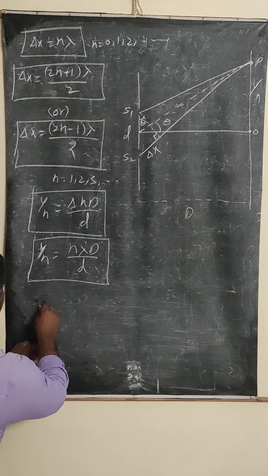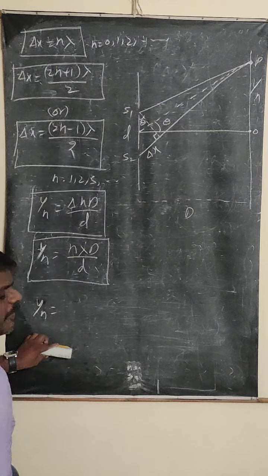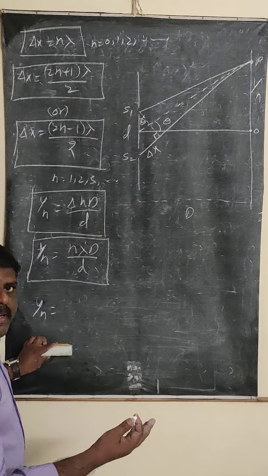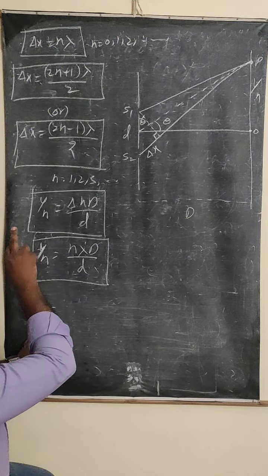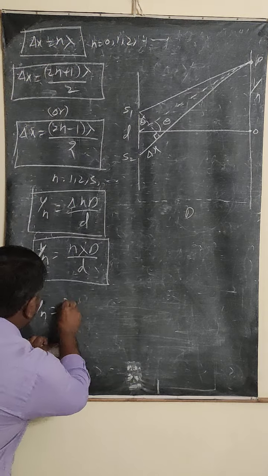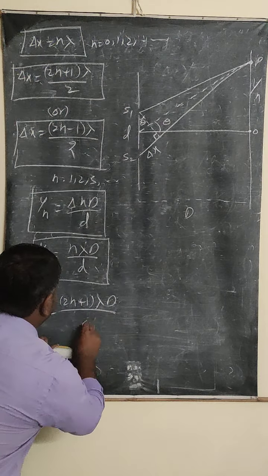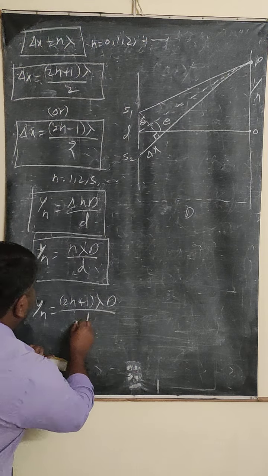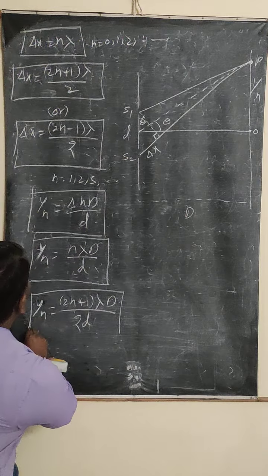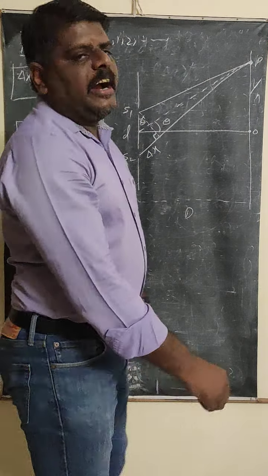The distance of the nth dark band, yn, is equal to, at the place of delta x, what do you write? There are two dark band conditions. Either one you can write or the second one. Either you can write 2n plus 1 into lambda by 2, or 2n minus 1 into lambda by 2. So it can be written as 2n plus 1 into lambda into capital D by small d, and it will be 2d in the denominator. This is the distance of the nth dark band.